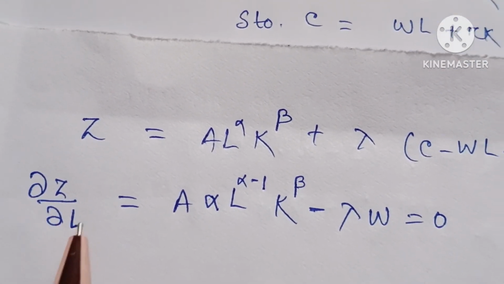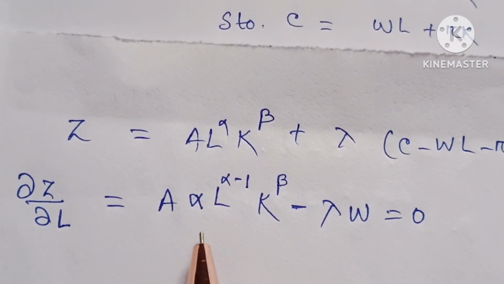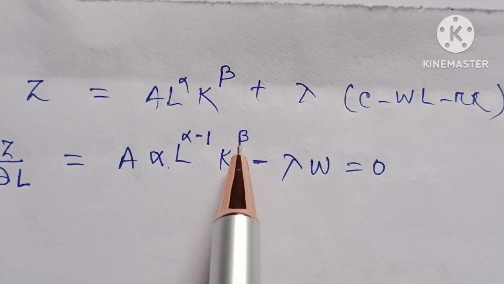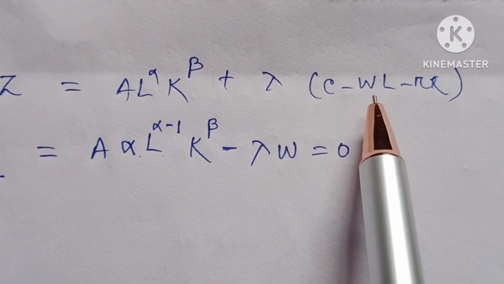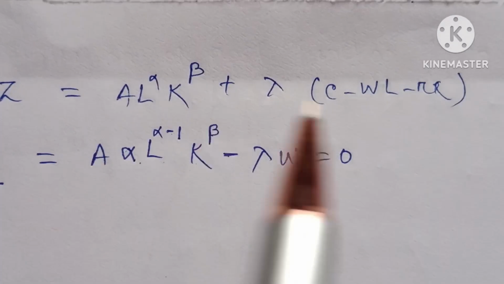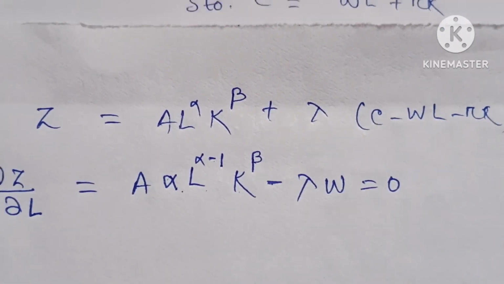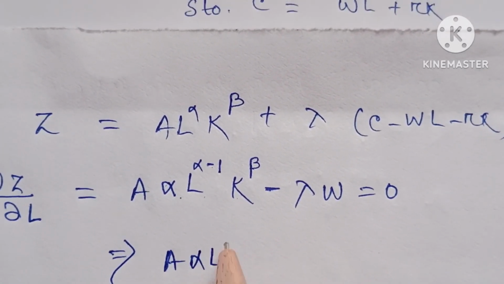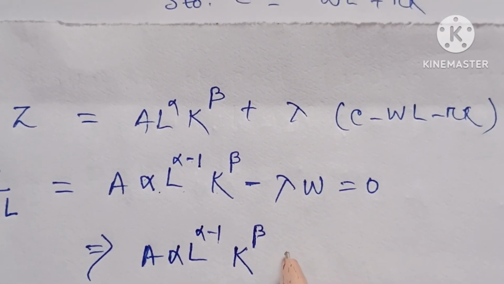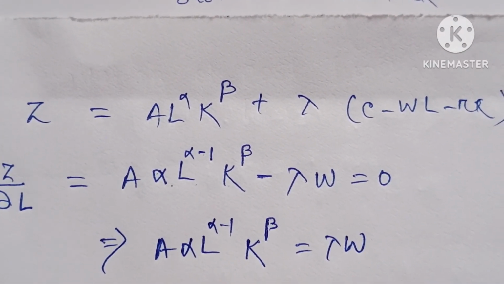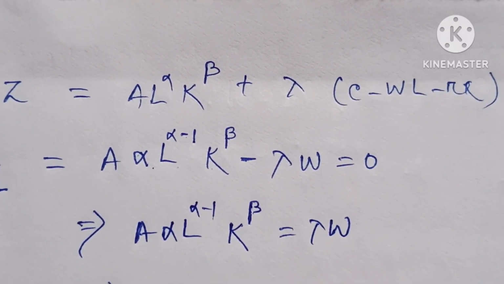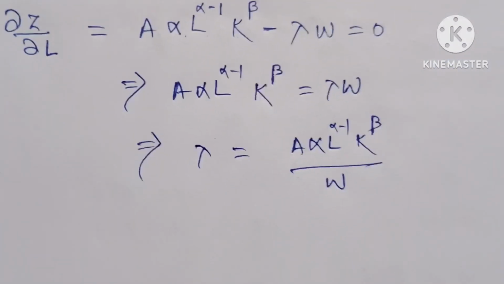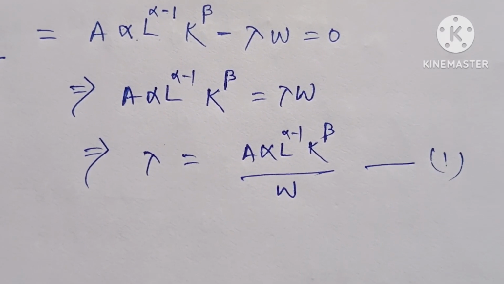So we'll get ∂Z/∂L, which is your MPL, equal to A α L^(α-1) K^β - λW = 0, because here K is a constant. Now by simplifying this equation, this becomes A α L^(α-1) K^β = λW. Now this becomes λ = A α L^(α-1) K^β / W, and this becomes your equation number 1.